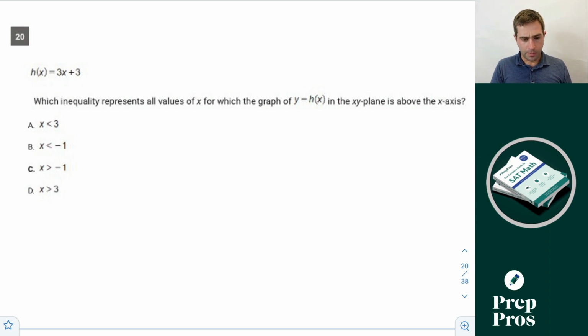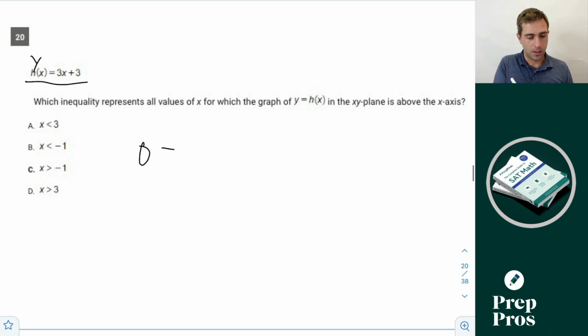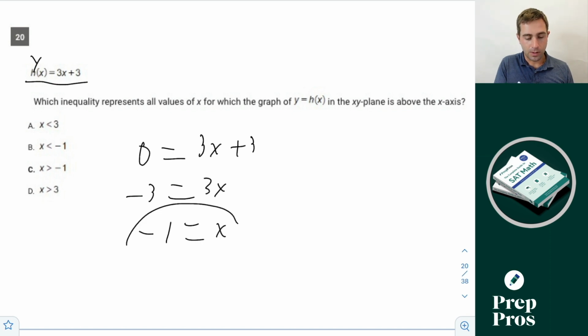Which inequality represents all values of x for which the graph y equals h of x, so just this graph, in the xy-plane is above the x-axis? Well, first thing we have to do is just solve for where the x-intercept is. And then it's going to be all values greater than that. So to solve for the x-intercept, we simply plug in 0 for y. So we'll do 0 equals 3x plus 3. So that gives us negative 3 is equal to 3x. So that gives us negative 1 is equal to our x-intercept.